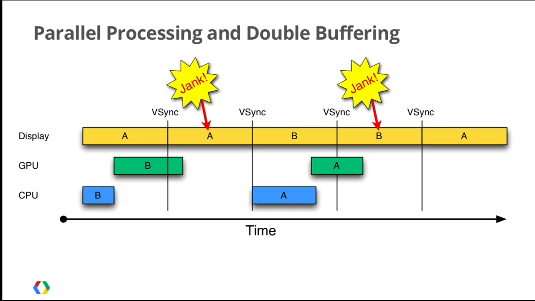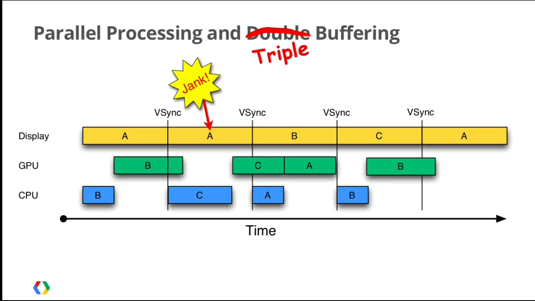And you can see all the wasted time at the end of that second frame where we're just sitting there waiting for buffer A to be free. And again, maybe we take a little bit too long and then we jank again. Right? What we can do instead is allow these things to happen in parallel.